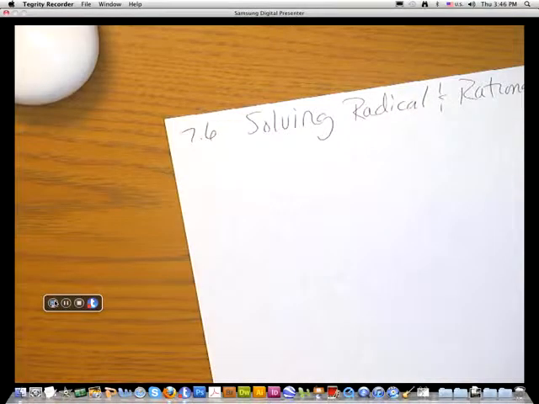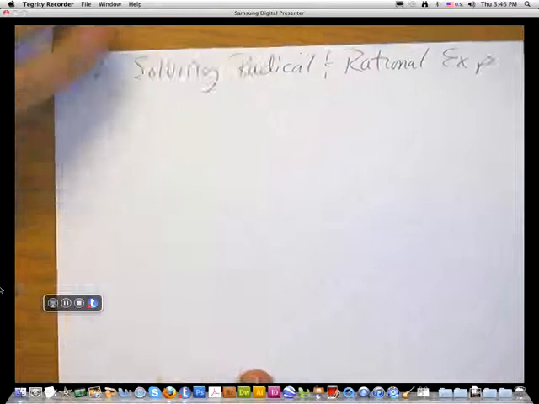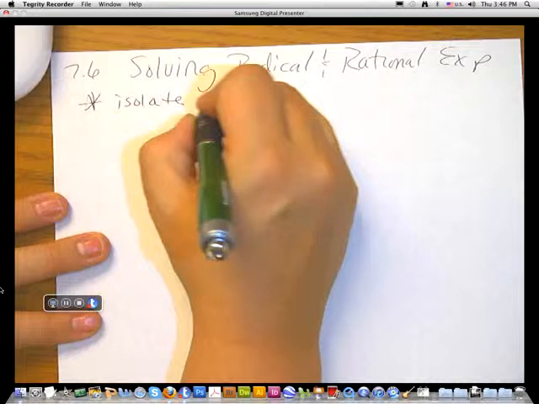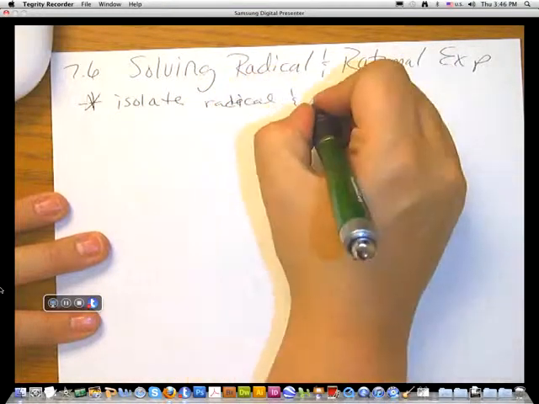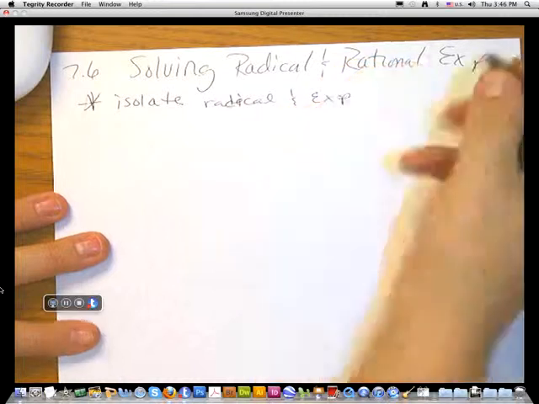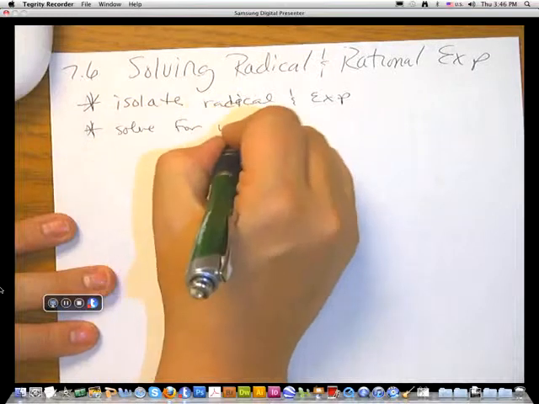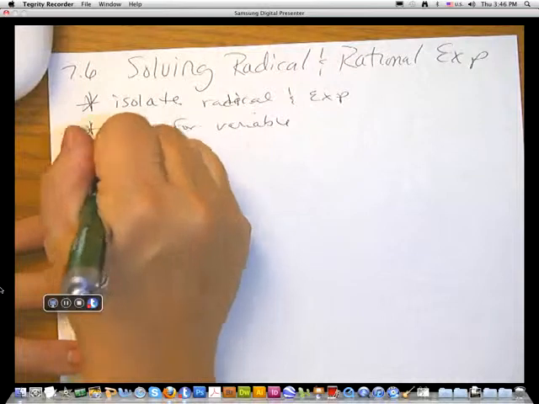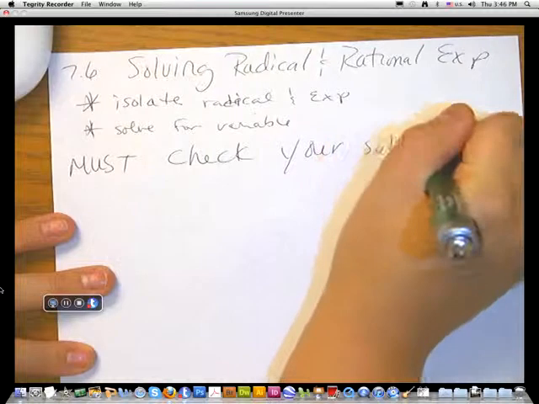All right, on 7.6, we are solving radical and rational exponent equations. And anytime we solve, our goal is to isolate the radical and exponent so that we can solve for the variable. But one thing you have to make sure you do is you must check your solutions.